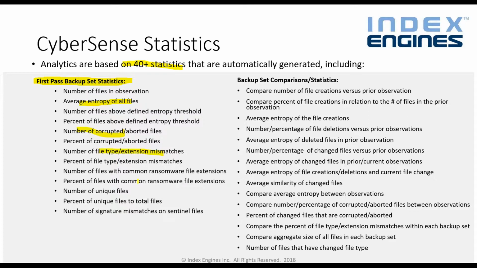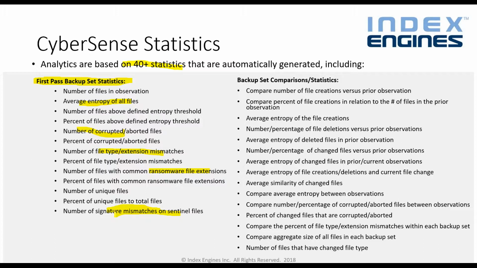The other thing that it looks at is corrupt files. It looks at file type extension mismatch. It looks at files with common ransomware file extensions like .loki, and signature mismatch on Sentinel files. You can define Sentinel files, like executables, and track to see if the signature of those files is changing. This can be done in the initial scan, to determine if any corruption has occurred on the data of the initial population in the vault.